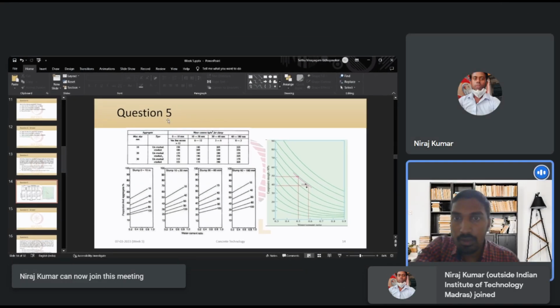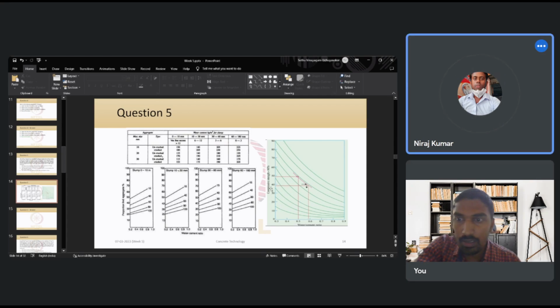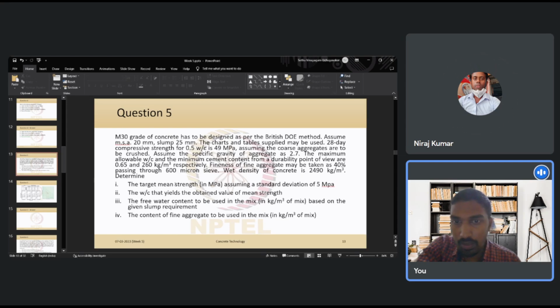So we are given the water content for different slump, and the type of aggregates, and also the proportion of fine aggregates for different slump requirements based on the water to cement ratio, and also the relationship between the compressive strength and the water to cement ratio, right? So let's work out each one.